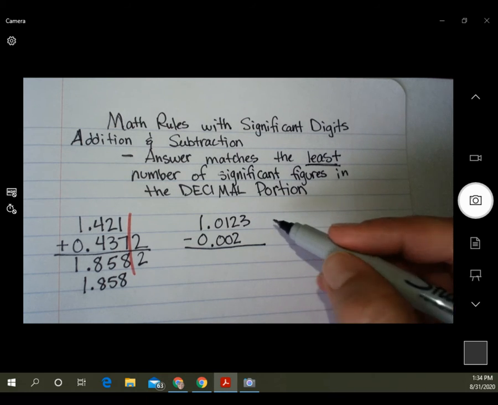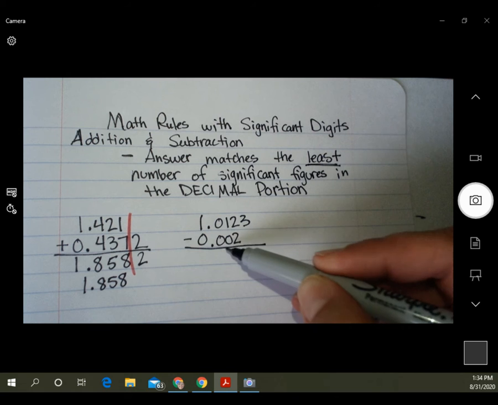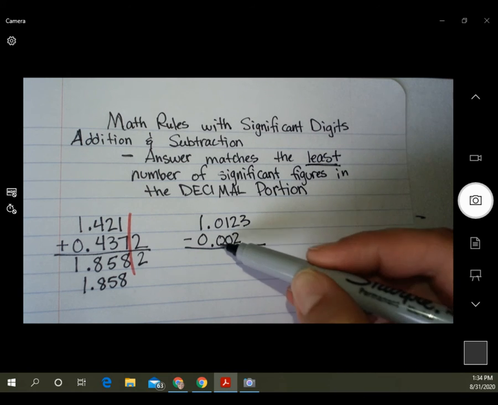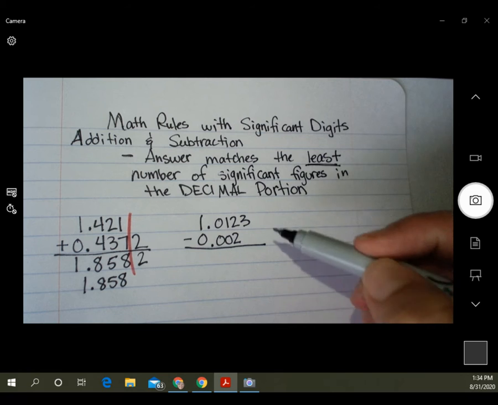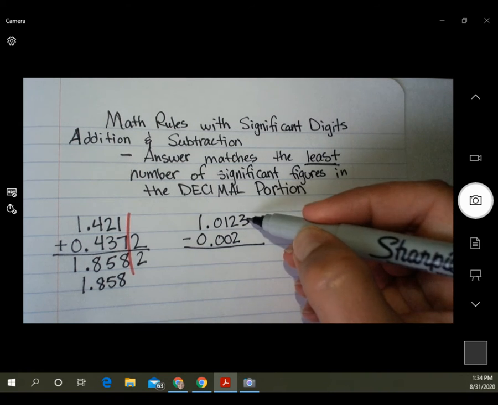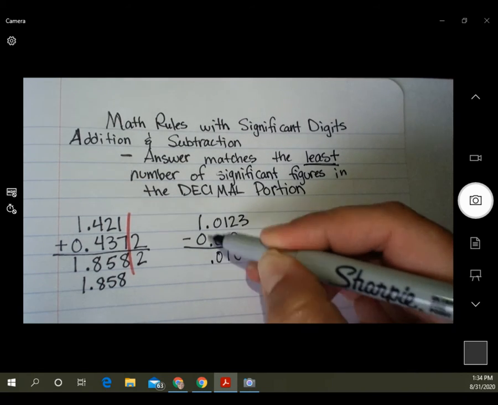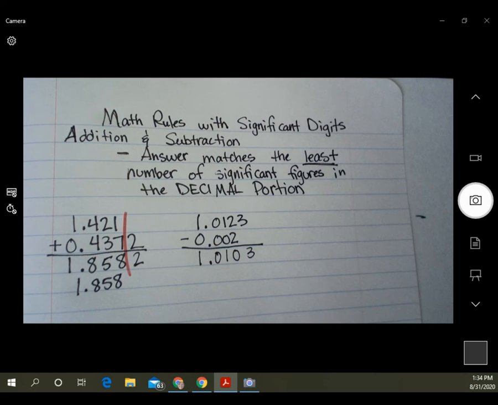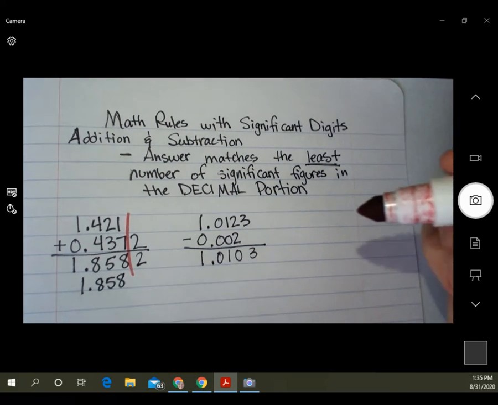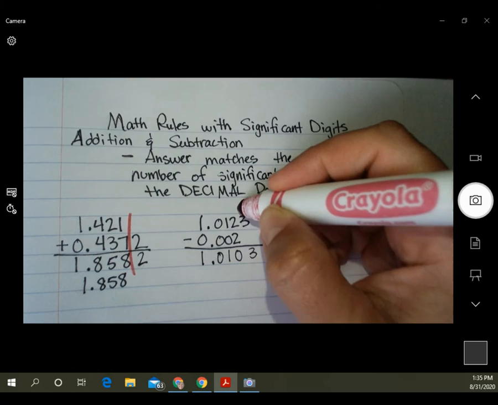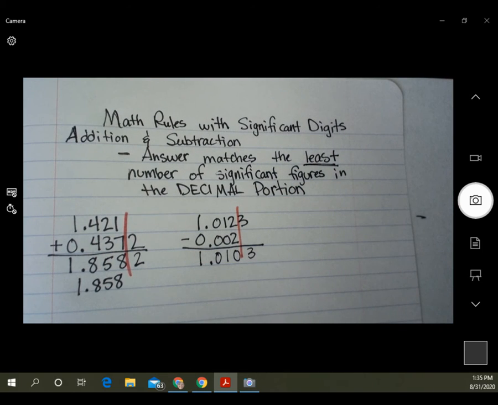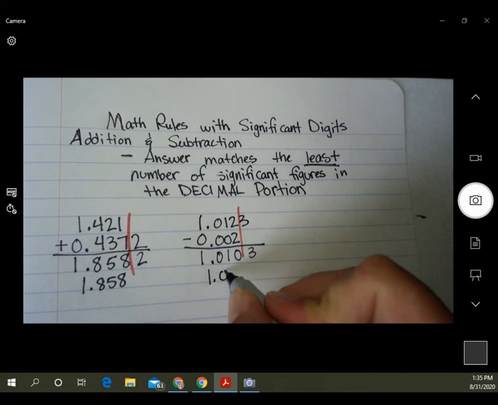So when we subtract this example, notice the bottom number has fewer significant digits in the decimal portion than the top. We'll come back to look at this one in just a second, but let's do the subtraction. 2 minus 2 is 0, 1 minus 0 is 1. Okay. So the least amount of numbers after the decimal is right here. And remember, I can't just chop off the number. So is the 3 going to tell the 0 to stay the same or to go up? Stays the same. So my actual answer, 1.010.